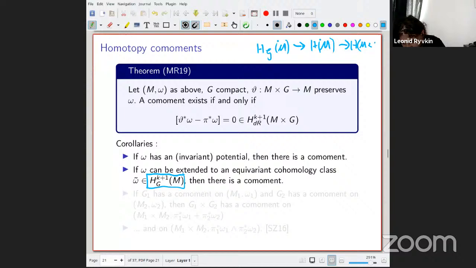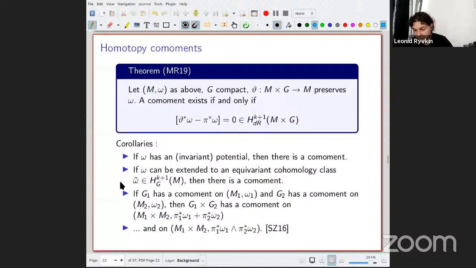A particular case of it is the case of an invariant potential for the multisymplectic form. I put in the word invariant because we need invariance in the non-compact case, and I want the statement to be true non-compactly too. So if the multisymplectic form has an invariant potential, then you also have a co-moment. Those results were already in the literature before, but using this criterion, it's quite simple to derive them. You can also derive other results, first found by Shahbazi and Zambon in 2016, about the existence of co-moments for product manifolds.